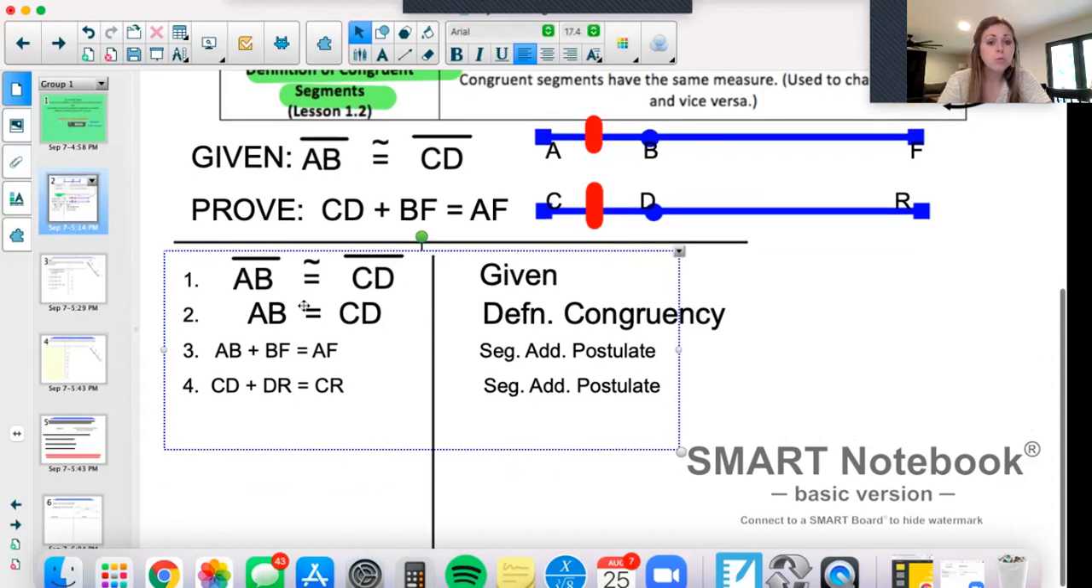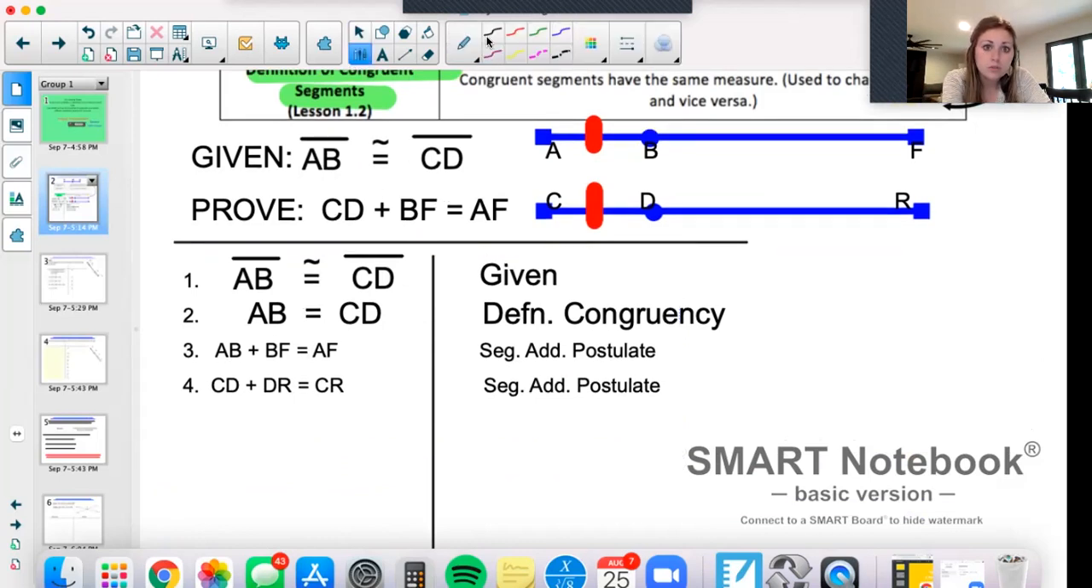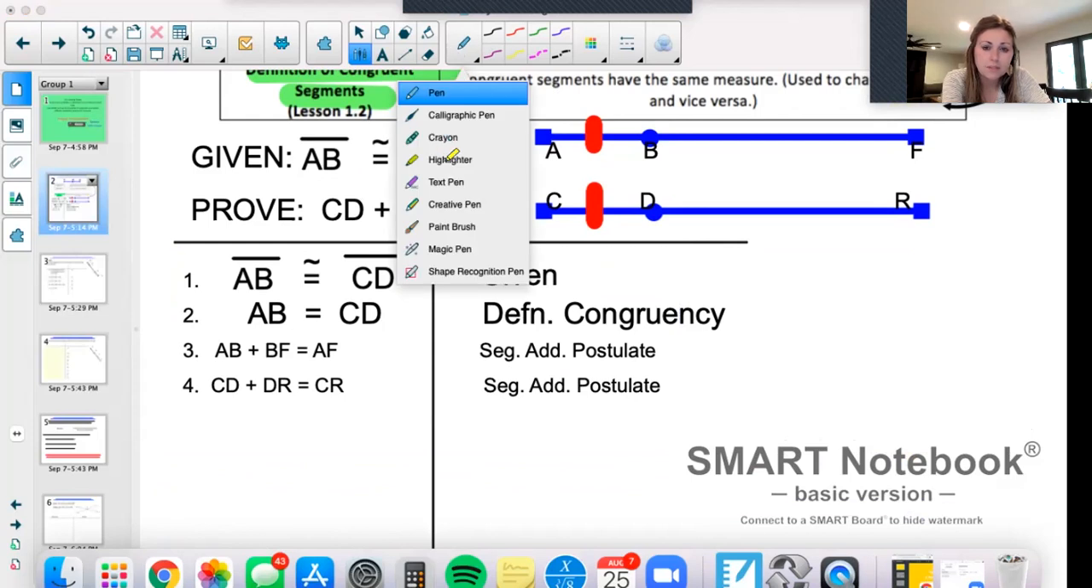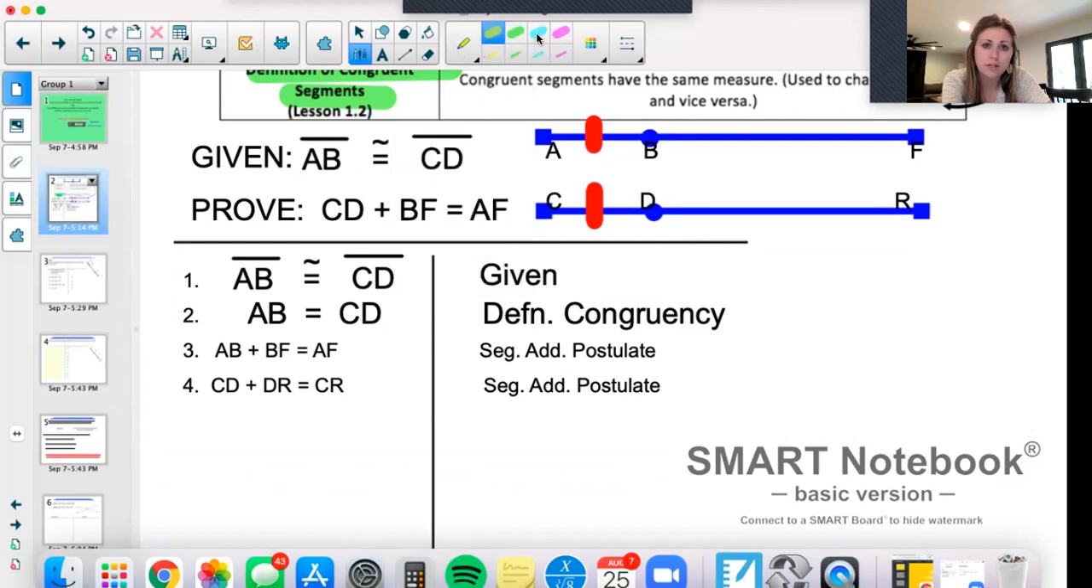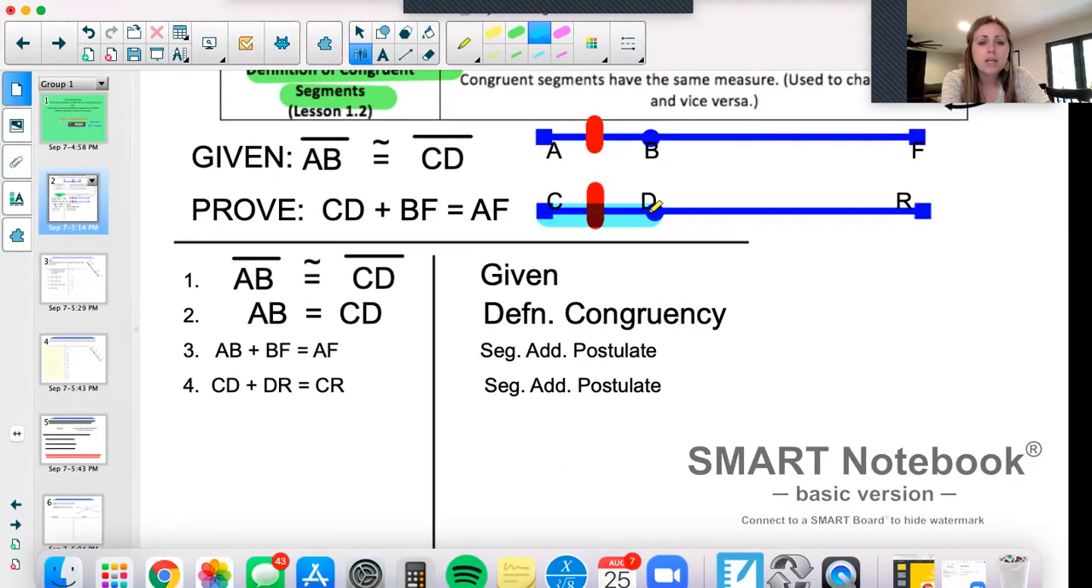Okay, so let's look at what we are trying to prove. We are trying to prove, let me do some highlighter stuff for us. I love color coding things, can't you tell? Okay. The measure of CD plus the measure of BF equals AF.